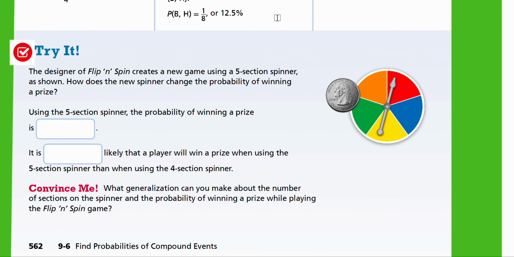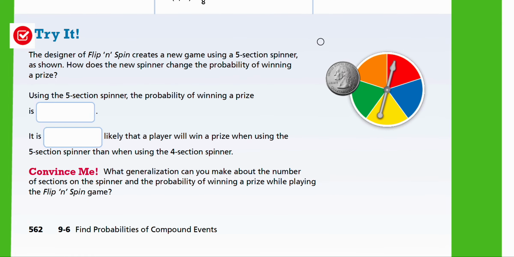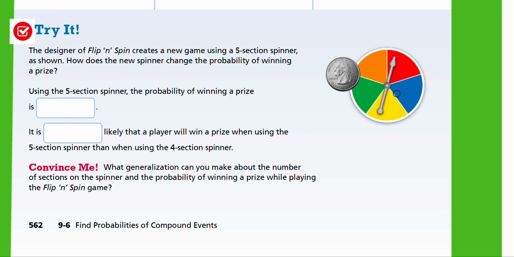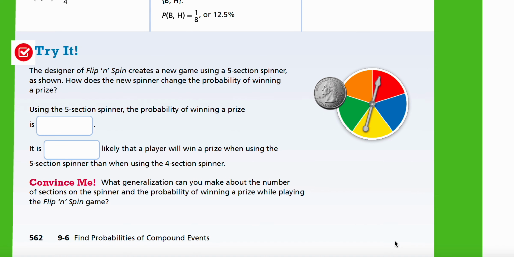The designer of Flip and Spin creates a new game using a 5-section spinner. So now it's 5 instead of 4. How does the new spinner change the probability of winning a prize? So think about the situation. See if you can fill in the blank by yourself and answer to convince me. Pause the video and come back when you're ready for answers. Okay, are you ready for answers?